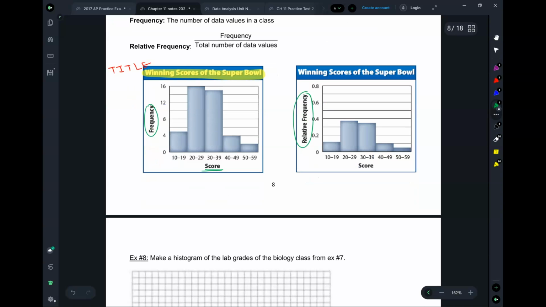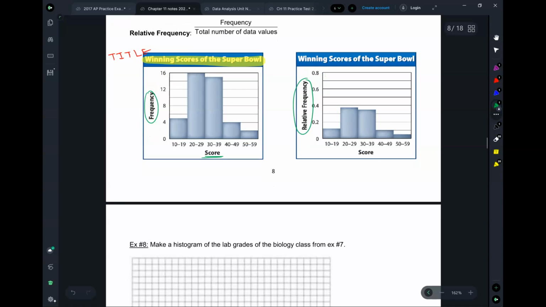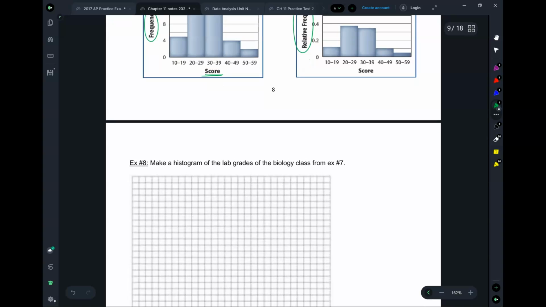Okay, the point I'm trying to make is, when you have a histogram, just like this, if I just showed somebody this, the way all of these are labeled, there should not be any other need to explain what this is about, because just by looking at this, I know these are the winning scores of the Super Bowl. I know these are the frequencies, so I just know. Okay? So it has to be self-explanatory. Do you notice there are no gaps in between the bars?